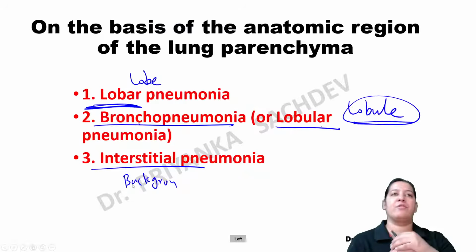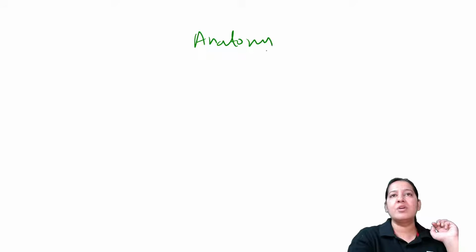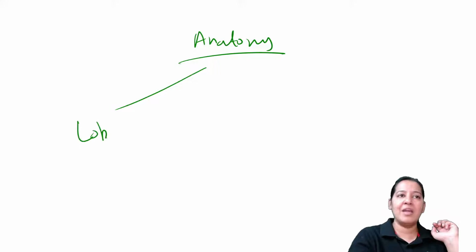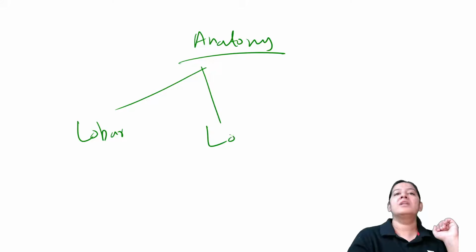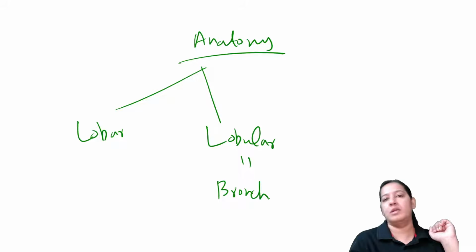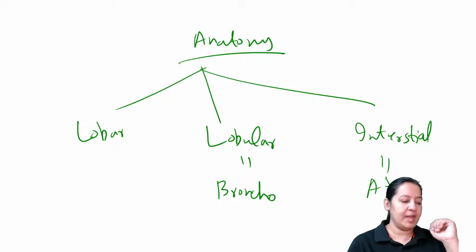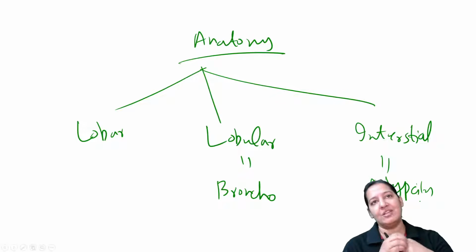So there are 3 types of pneumonia. What are the 3 types of pneumonia based on the anatomy of the lung? Based on the anatomy of the lung, it is lobar pneumonia, in which a lobe is involved. There is lobular pneumonia, also known as bronchopneumonia, in which a lobule is involved. And the third is interstitial pneumonia, also known as atypical pneumonia, in which the background is involved. Give me a thumbs up. That is based on the anatomy, the 3 types of pneumonia.